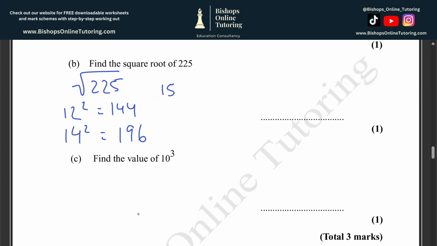So let's try 15. 15 squared is going to be 225. So there's our answer, 15. 15 times by 15 gives you 225.